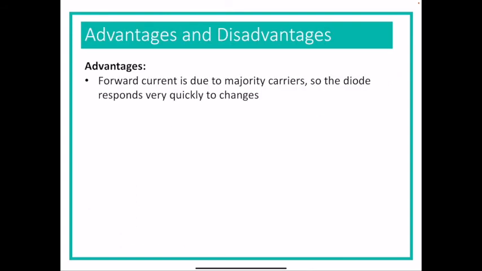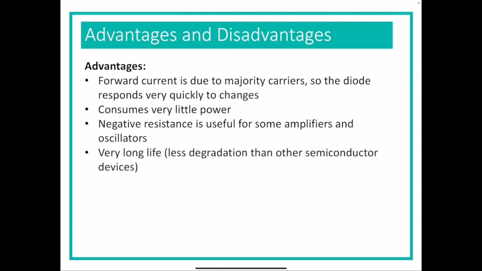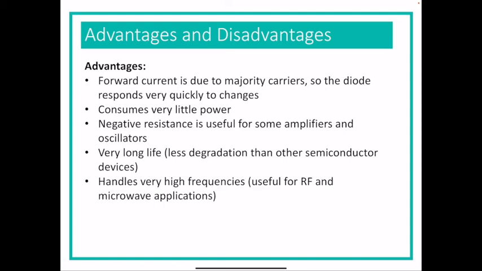Advantages that occur, first of all, the forward current is due to majority carriers. So the diode can change really quickly, and that's why it was often used as a switching diode, because it can switch back and forth really, really easily. It doesn't consume much power. The negative resistance area can be useful for amplifiers and oscillators. They have a really, really long life. They last longer than most other semiconductor devices, and they can handle really high frequencies, which, if one is trying to use radio frequencies or microwave applications, they're really good.